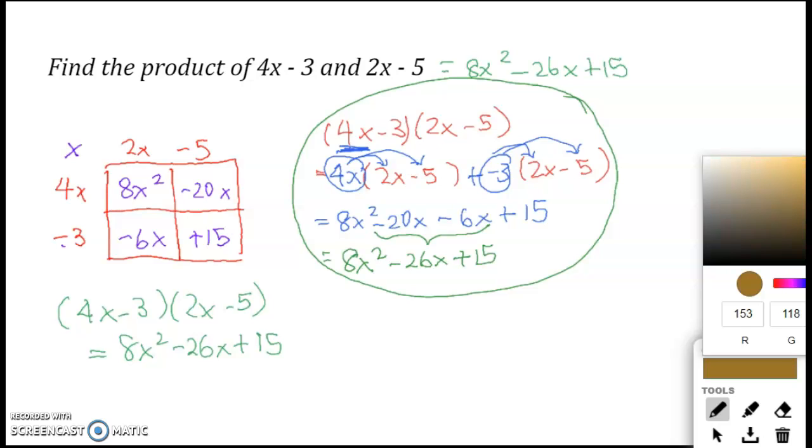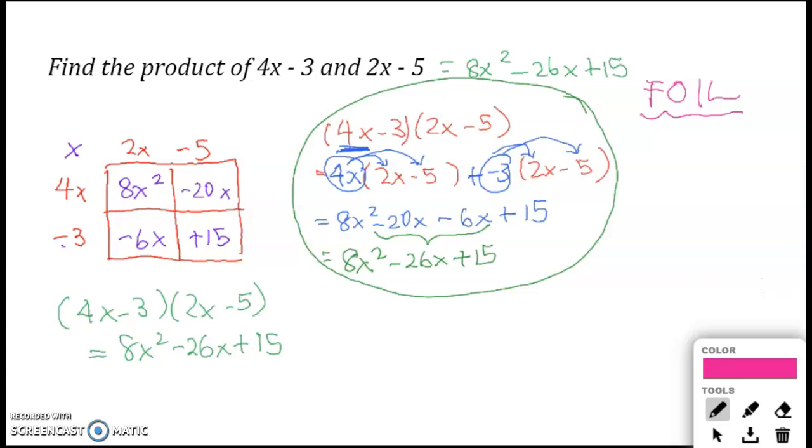Okay, now before I go on, I am going to talk about FOIL, since some of you might know this method as FOIL. I'm going to write it here, and I am going to explain what it is, and you can decide for yourself. FOIL just tells you how to multiply a binomial by a binomial, and this only works with binomial by binomial, and that is the reason math teachers in general are not real wild about it. It is simple, it's just an algorithm, but it's not applicable to all polynomial multiplication.